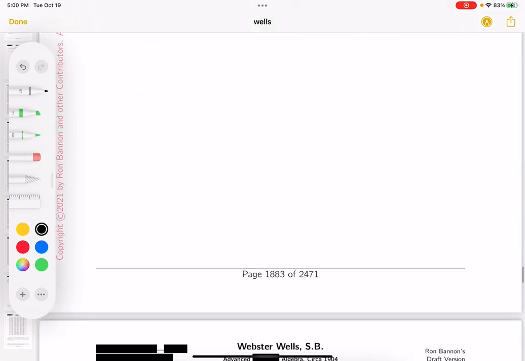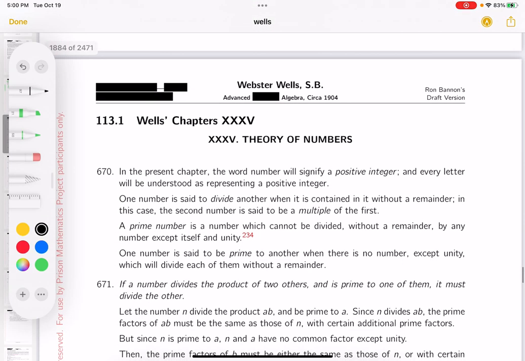Let's read through the section, theory of numbers. Now, when Wells uses the term numbers, he's really talking about the positive integers. He does mention that. It's certainly in common language. That's what we would assume to be the case when someone says, give me a number. Most people would believe that you want a positive integer. Now, the positive integers, just to remind you, are numbers like 1, 2, 3, 4.